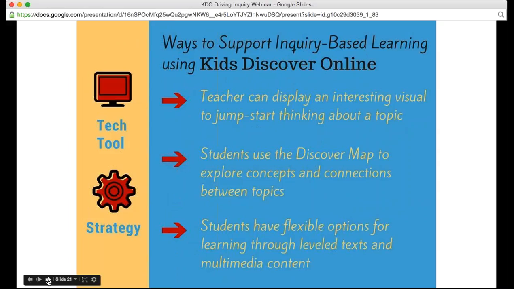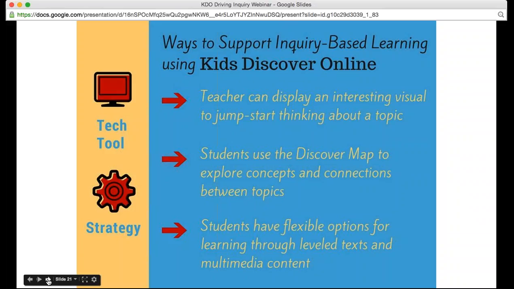In the students' hands, the students using their technology tools can explore the Discover Map on their own and look at and examine the connections and read and interact with the content and see where it takes them. And then speaking of students and flexibility, they have so many options for leveled text and to be able to engage in various ways with the content.